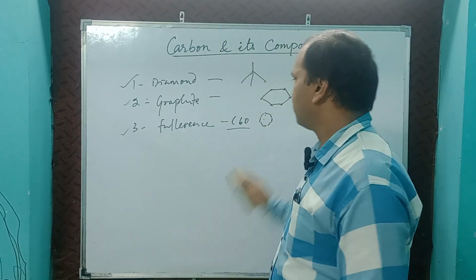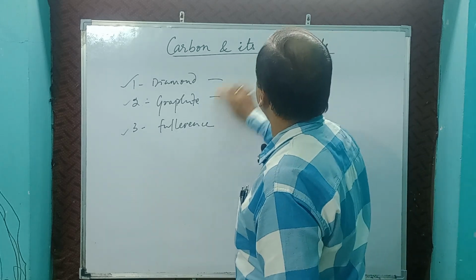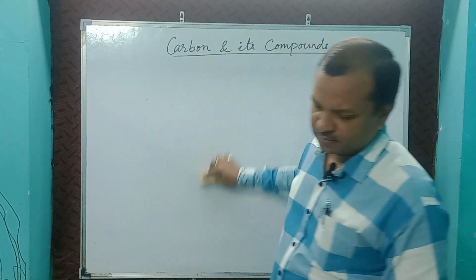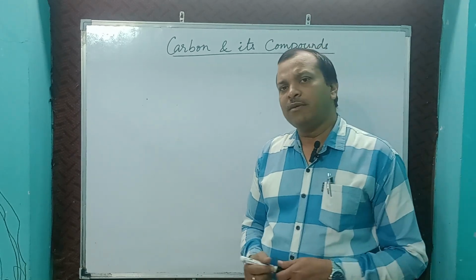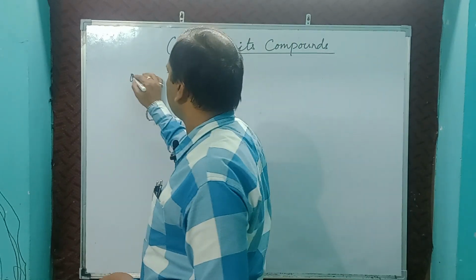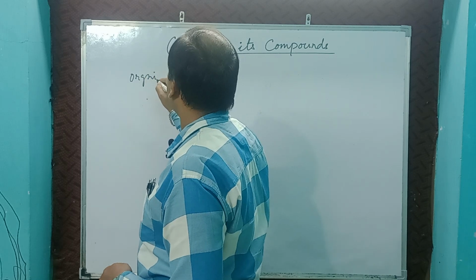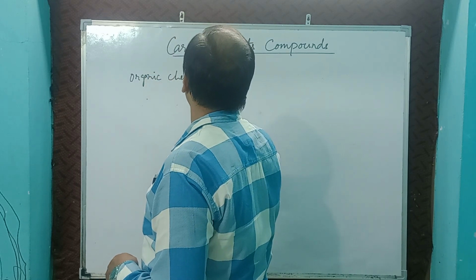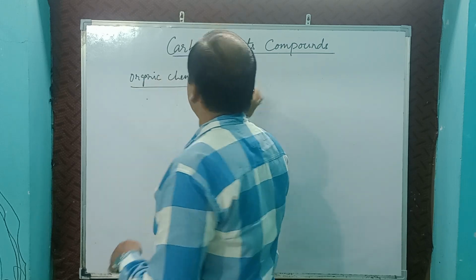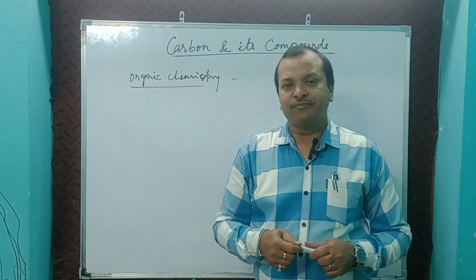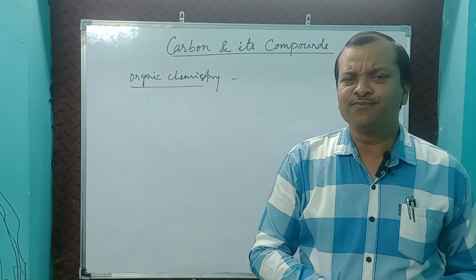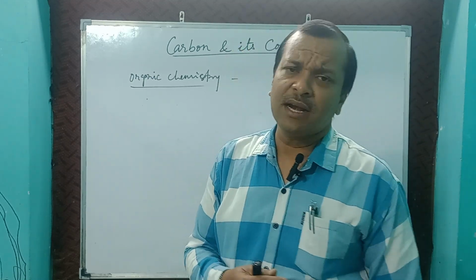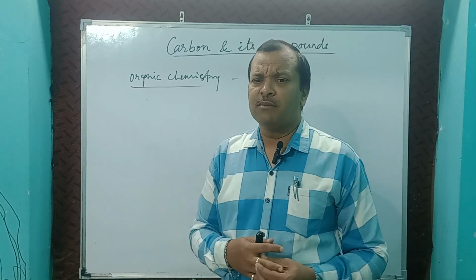Next we will discuss what organic chemistry is. The science which deals with organic compounds is called organic chemistry. What are organic compounds? The compounds which are found from any organ, like plants and animals, are organic compounds.